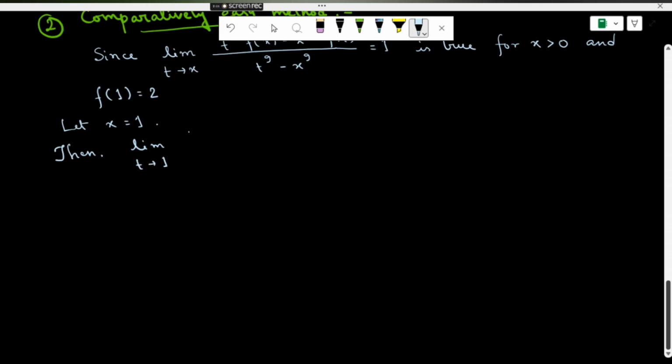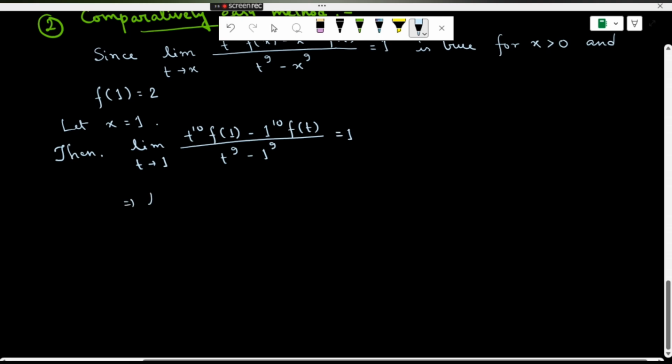So if x is equal to 1, the limit will be limit t tends to 1, t to the power 10 f(1) minus 1 to the power 10 f(t) by t to the power 9 minus 1 to the power 9 is equal to 1. Now put the value of f(1). So limit t tends to 1, t to the power 10 into 2 minus f(t) by t to the power 9 minus 1 is equal to 1. Now you can observe that if you put t equals 1, it will be again a 0 by 0 form. That means we have to use the L'Hopital rule.